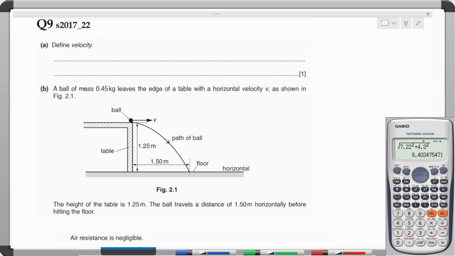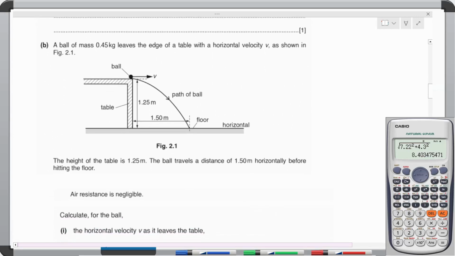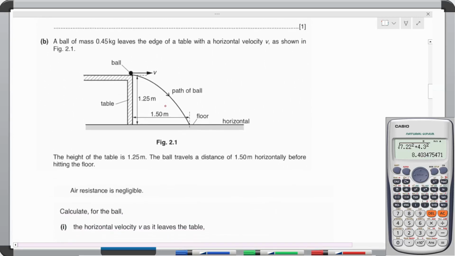Here we have another question. Define velocity. Velocity is the rate of change of displacement. Acceleration is the rate of change of velocity. So let's move on to the next part, part B. Everything is given on the diagram. This is the second case of projectile motion, which is half of the projectile motion. Air resistance is negligible, that is always given.